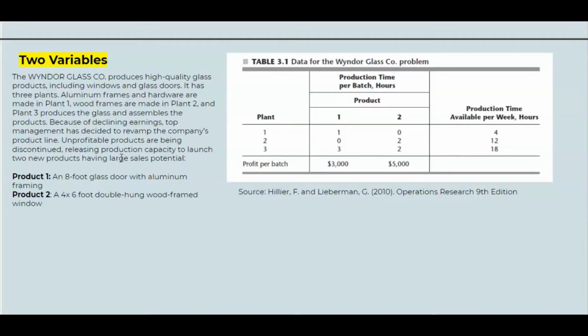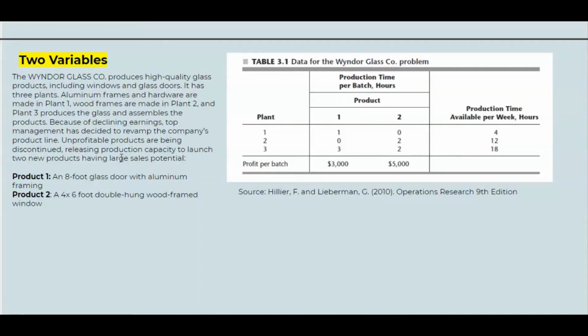It has three plants. Aluminum frames and hardware are made in plant 1, wood frames are made in plant 2, and plant 3 produces the glass and assembles the products. Because of declining earnings, top management has decided to revamp the company's product line. Unprofitable products are being discontinued, releasing production capacity to launch two new products having large sales potential. So product 1 is an 8-foot glass door with aluminum framing, and product 2 is a 4 by 6 foot double hung wood framed window.